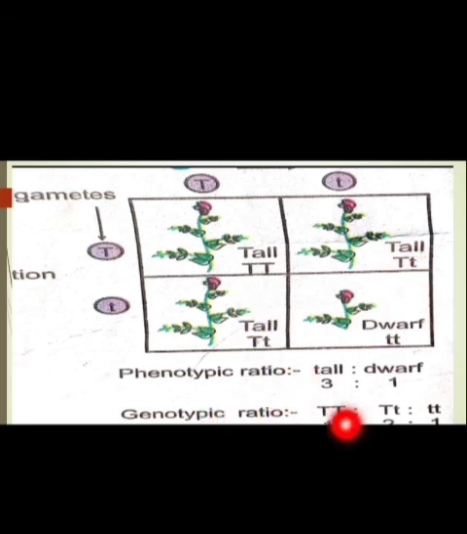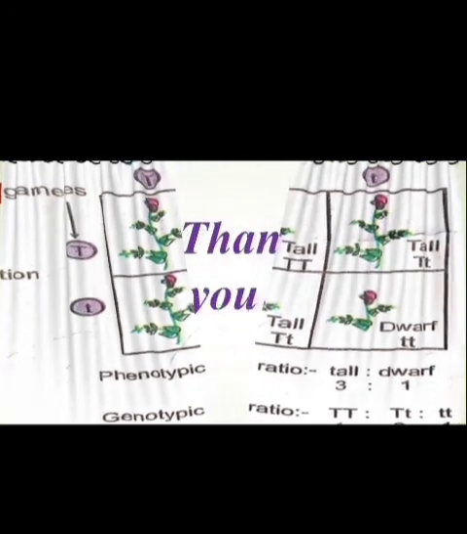Genetic constitution: this tall, capital T, only one. Then this hybrid tall, capital T, small t, these are 2. And small t, 1. Such a ratio is called the genotypic ratio. Thank you.